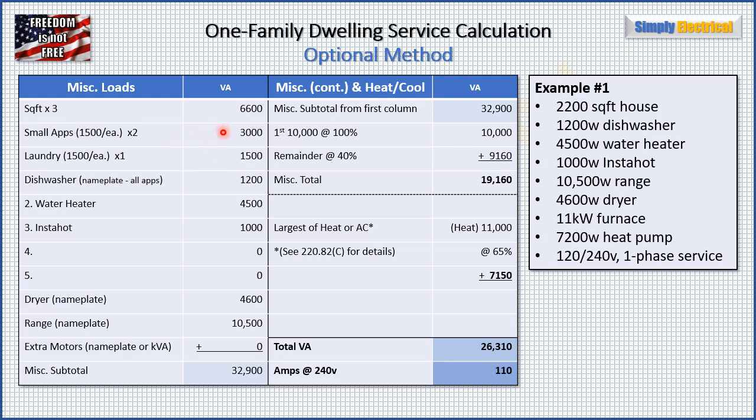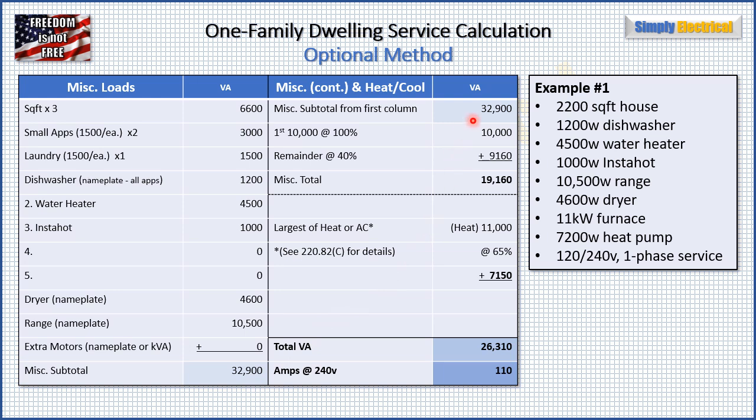So we've got to remember on our own to add in our 2 small appliances minimum and our 1 laundry minimum, and they're all 1,500 watts each. So 3,000 minimum for small appliances, 1,500 for the laundry. Dishwasher, water heater, Instahot, we got those values here. Next is our dryer, nameplate of the dryer, nameplate of the range. We're going to add all these together now and get a miscellaneous subtotal of 32,900 VA.